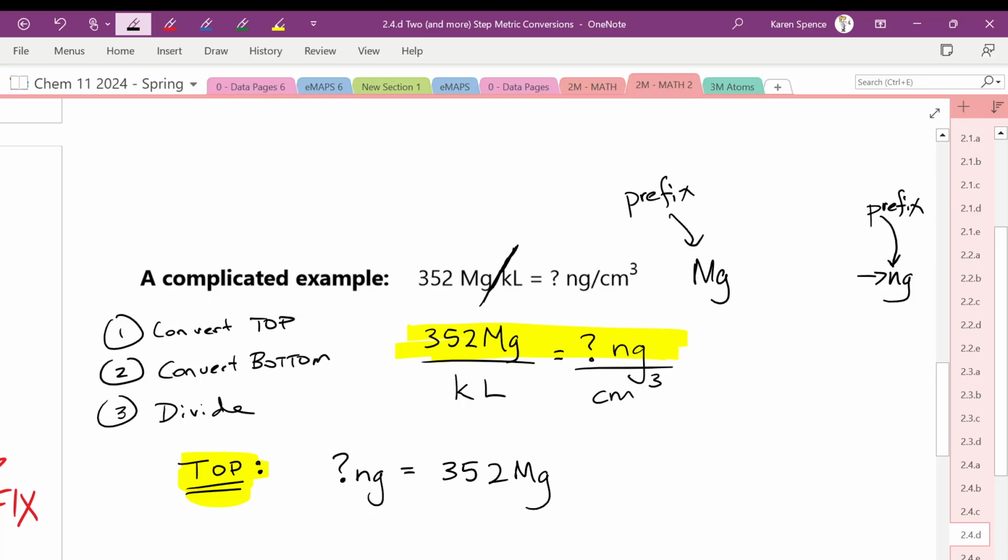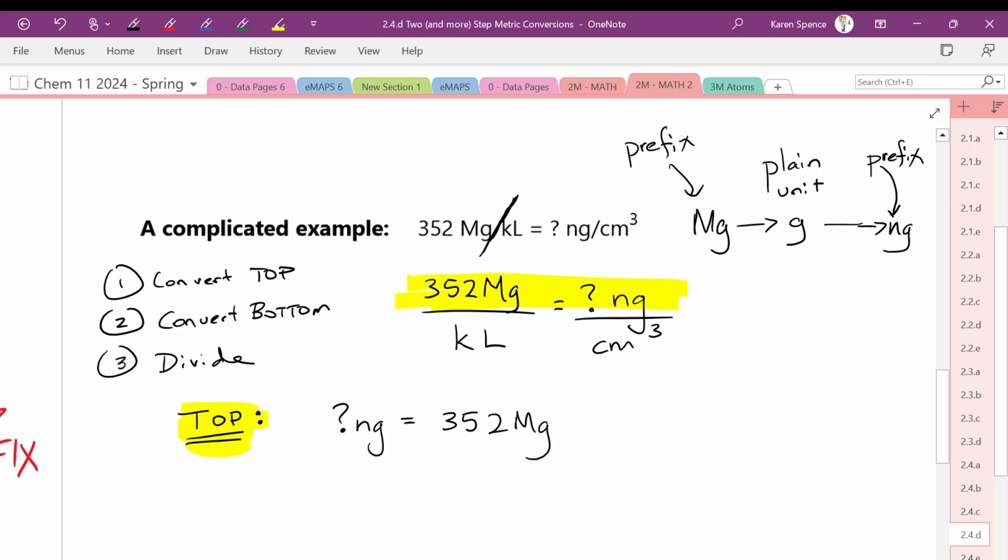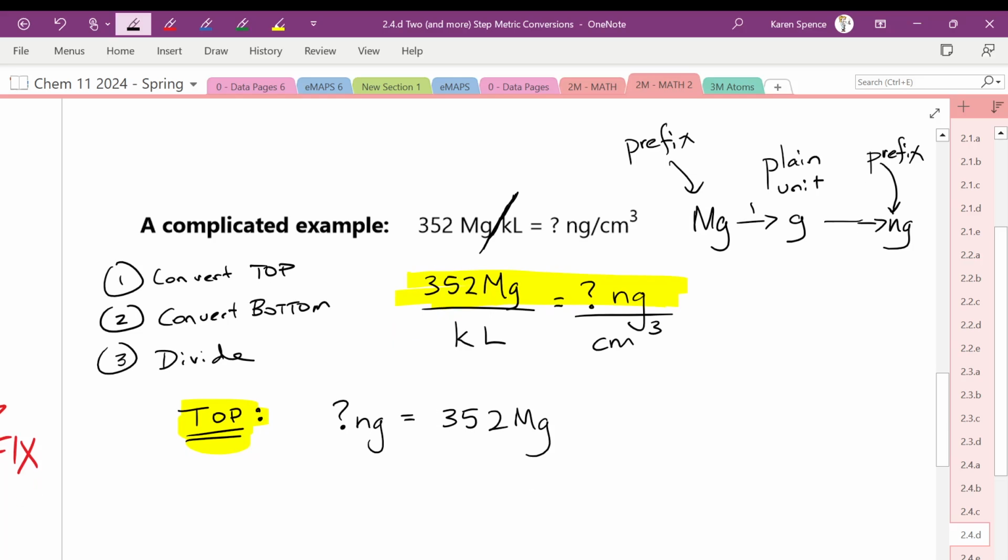What has to go in between the prefix and the prefix? The plain unit. So megagrams is going to turn into grams, and then grams can turn into nanograms. All right. So this is a two-step conversion.